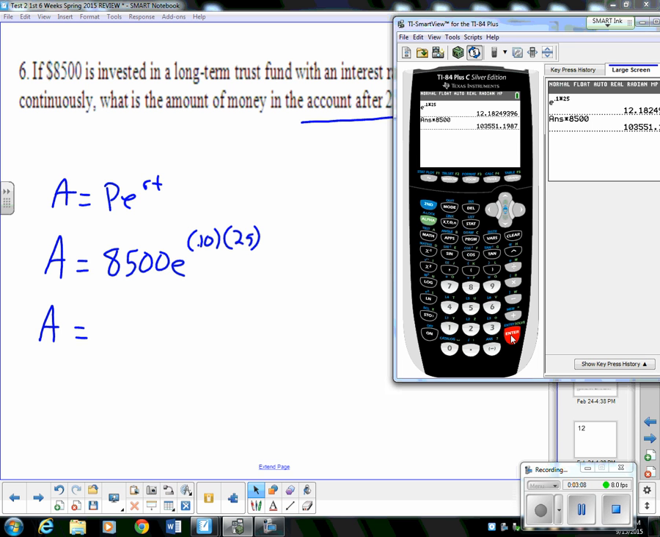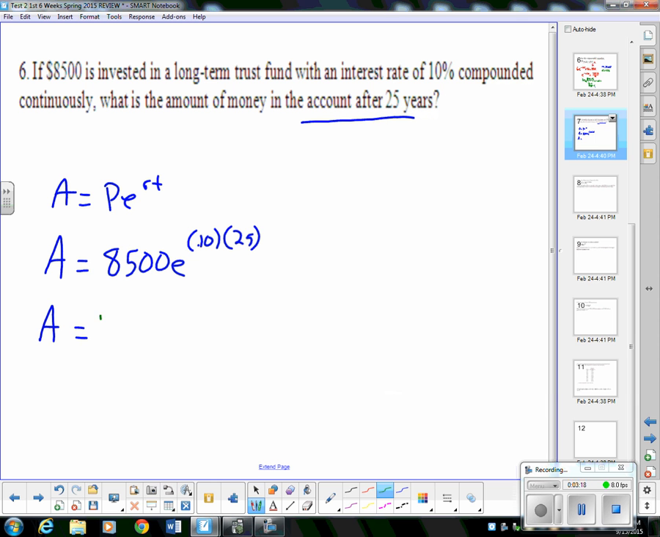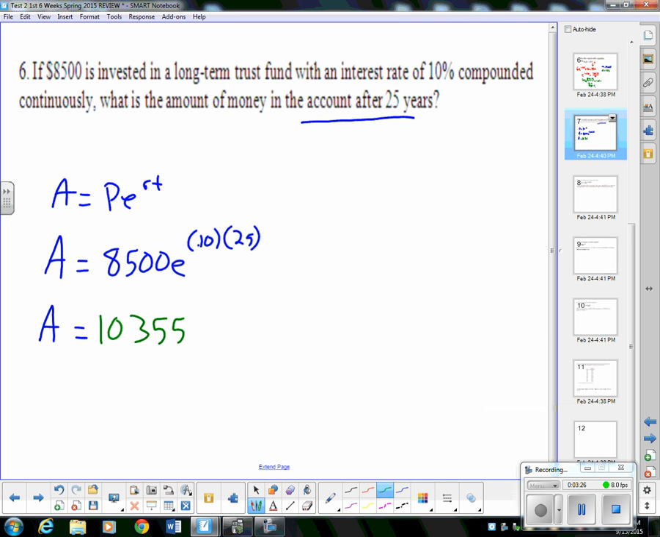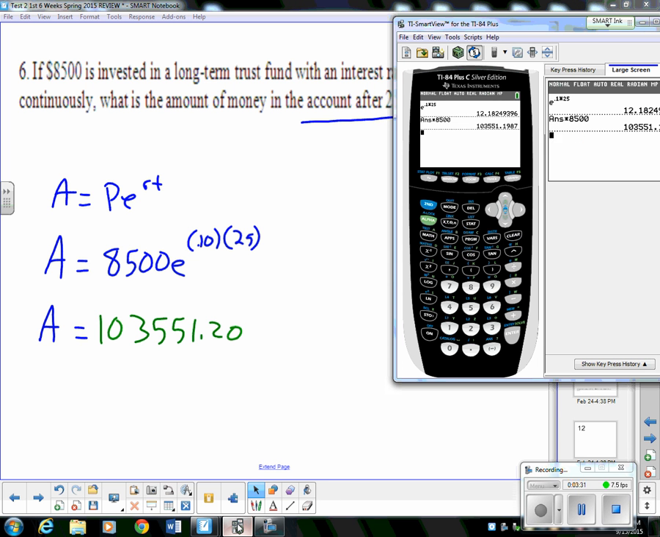And that gives you 103,551.1987. So since we're dealing with money here, it's 103,551.20. Again, if you take a look at the screen there, that should round to 20 cents right there. So if you start with the 8,500 and over 25 years it grows 10% each year without adding any more money to it, you should have $103,551.20 when you're done.